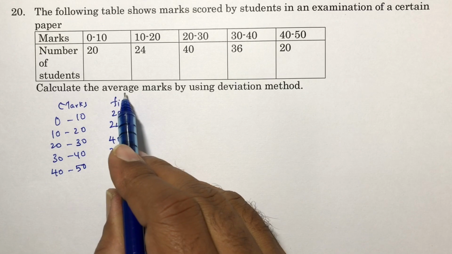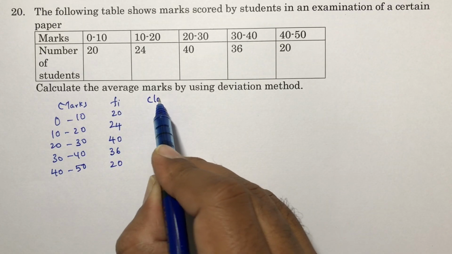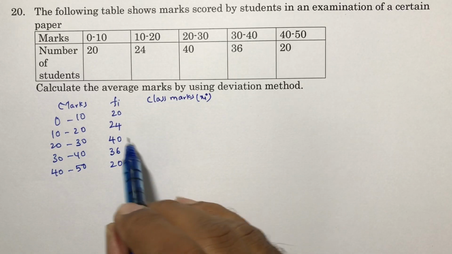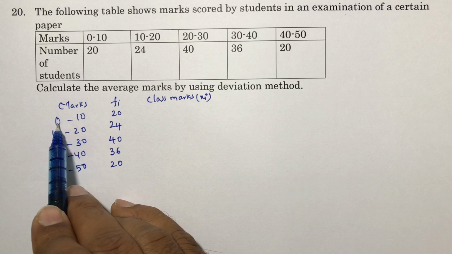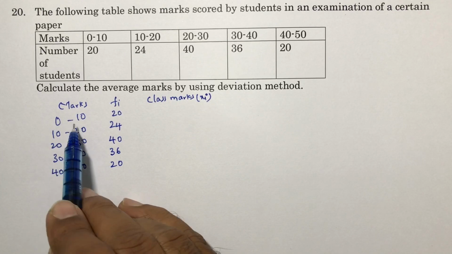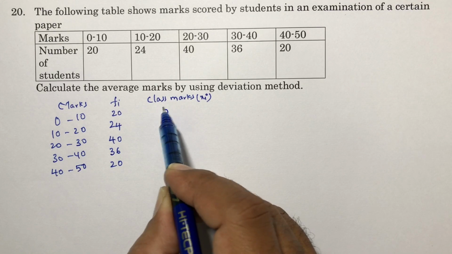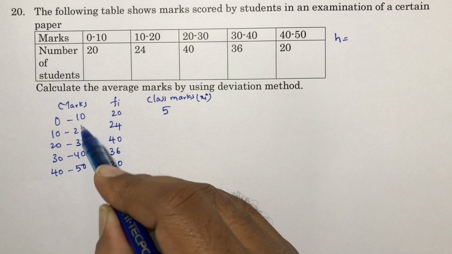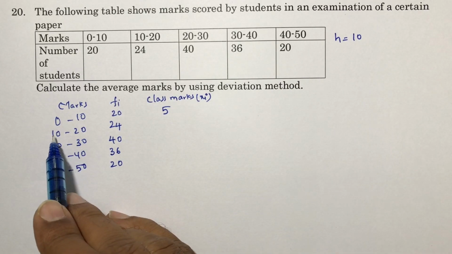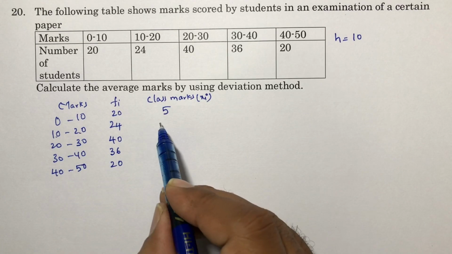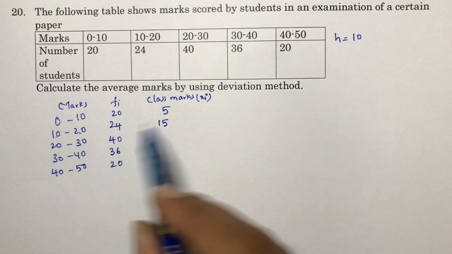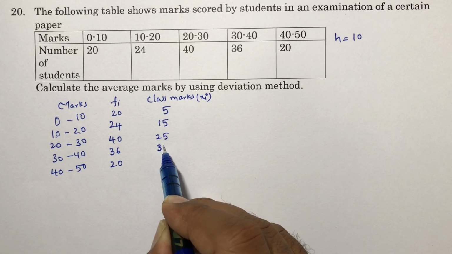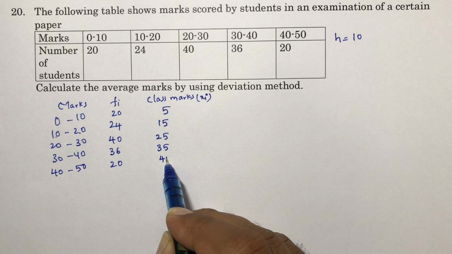Now for mean, average is nothing but mean. Compulsorily we need to find class marks, that is xi. So class marks, how will you do? Take the class, add both the values and divide by 2. So 0 plus 10, 10, 10 by 2, 5. And before that, write the value of h, the class size, that is 10. Next class mark, 10 plus 20, 30, 30 by 2, it's 15. Instead of doing for all, you can keep on adding the value of h. So it will be 25, 35, 45.